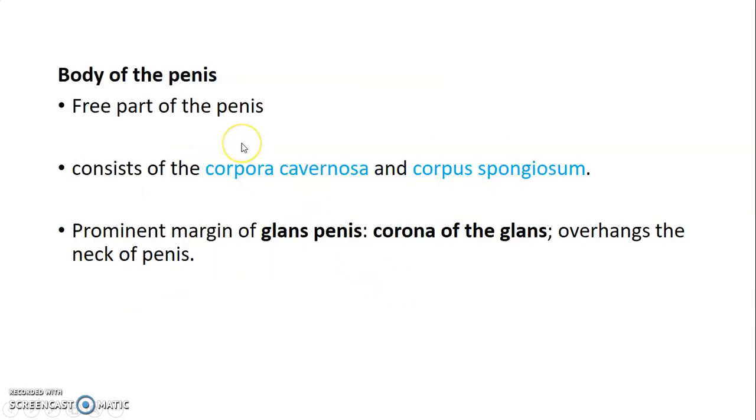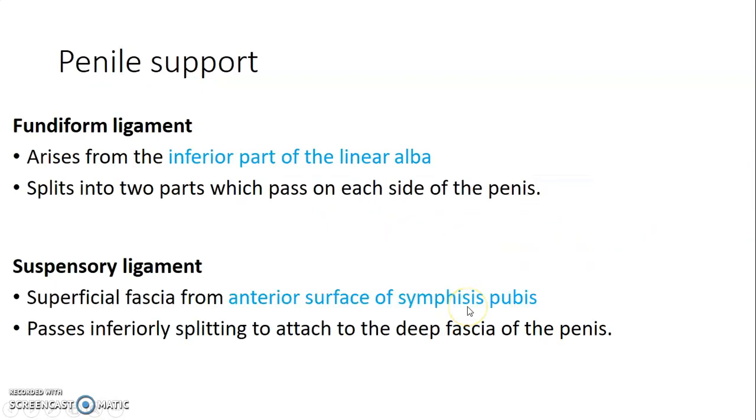So the body of the penis is usually the free part of the penis with corpus spongiosum and two corpora cavernosa, and the corpus spongiosum dilates distally to form the glans penis, and at its neck you have the corona of the glans. The penis is supported by the fundiform ligament and suspensory ligament.